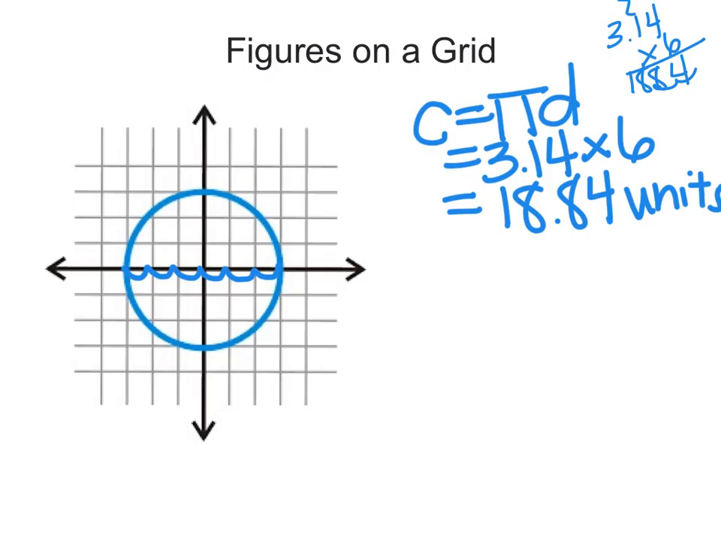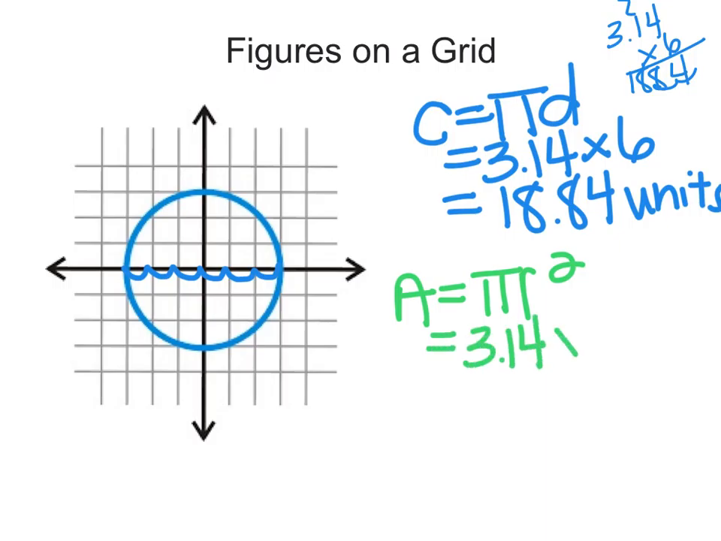Then, if you were asked to do area, you would look at your NISA reference sheet and write down the formula, which is pi times radius squared, and I know that pi is 3.14, and my radius, only halfway across the circle, is 1, 2, 3. So my radius is 3, and I square that. 3 squared is 9, not 6.